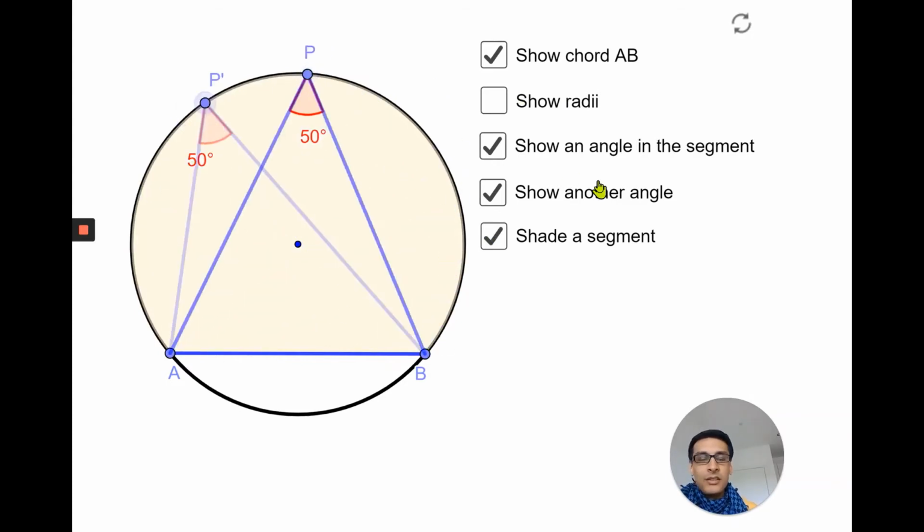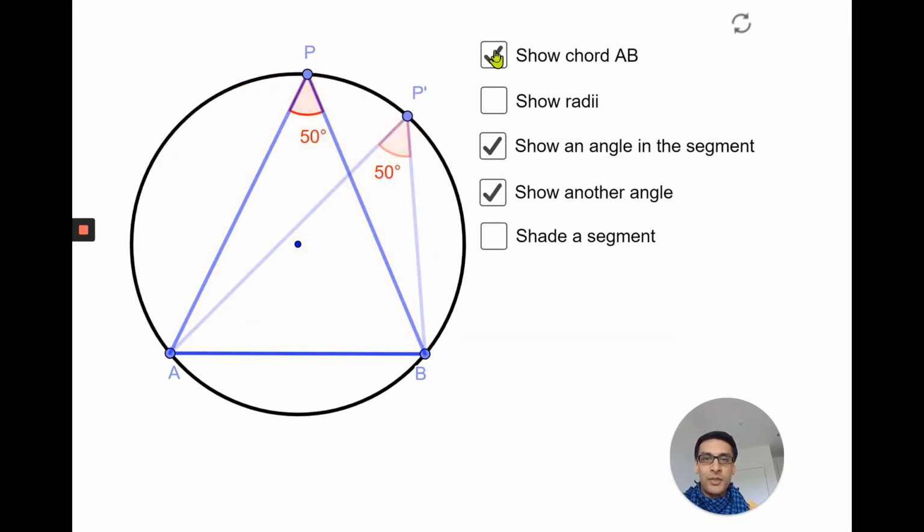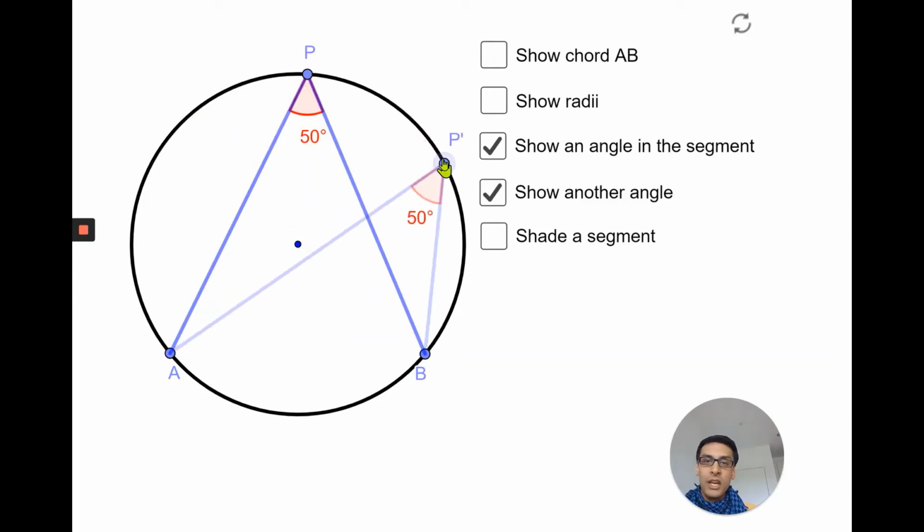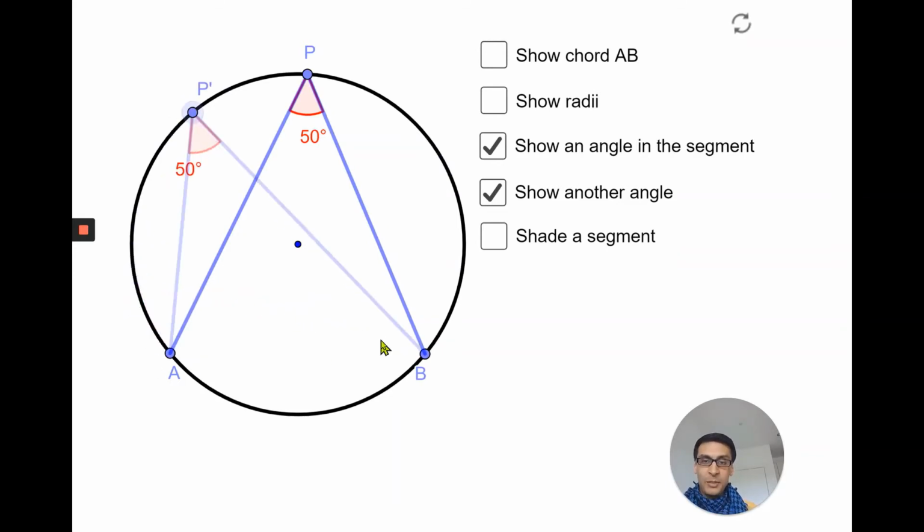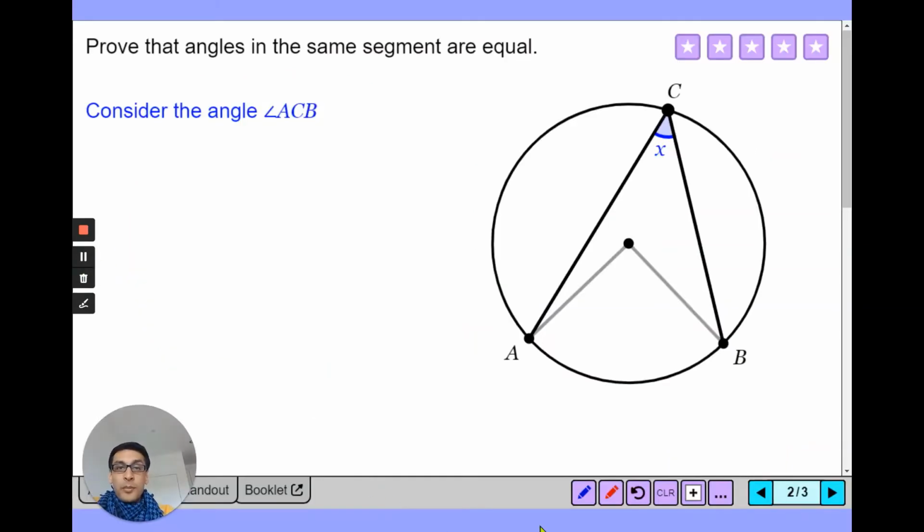Again, in a real exam, you're not going to have this interactivity, so you'll have a bare bones diagram, so the chord might not be drawn. But if you've got something like this, you can say that angles in the same segment, and this is what we mean by segment, are going to be equal.